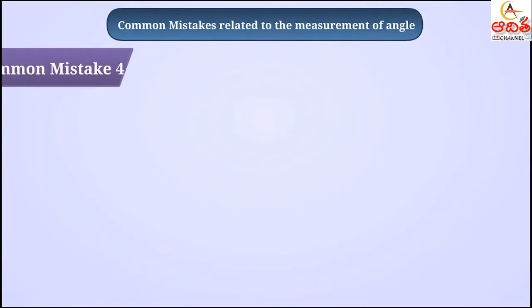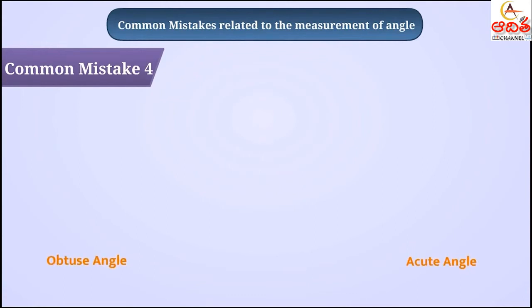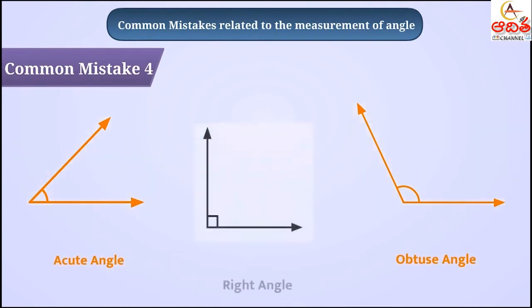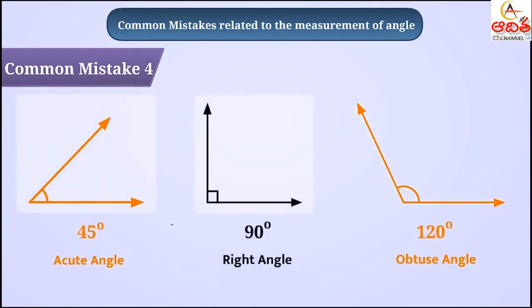Common mistake 4. Some students get confused between the name of the acute angle and obtuse angle, due to which they make mistakes in identifying the angle. Like here, two angles are given. Students identify them as an acute angle and obtuse angle, while this is an obtuse angle and that is an acute angle. To find out, we compare the angles with a right angle. If the angle is smaller than the right angle, then it is an acute angle, and if it is larger, it is an obtuse angle.